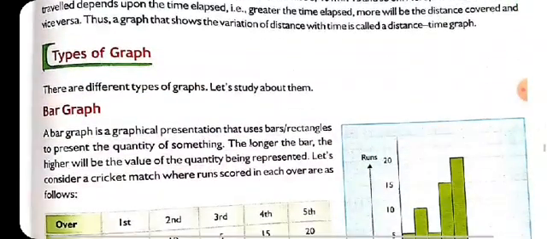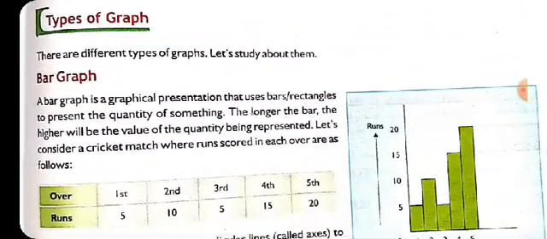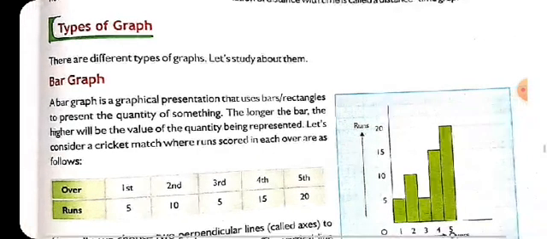Before proceeding further, we will discuss some of the graphs. There are two types of graphs that we are going to study in this chapter, whereas there are different types of graphs as well. So in this chapter we will discuss two types: one is bar graphs and the other is pie chart. First, let us start with the bar graph. Beta, in a bar graph, we are given two axes, the x-axis and the y-axis.